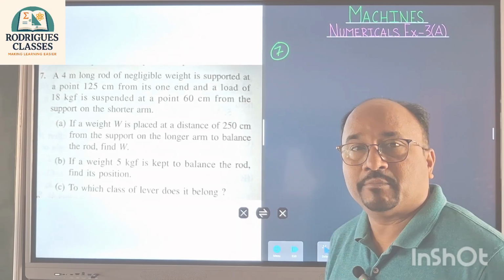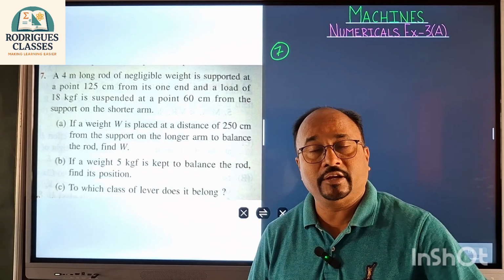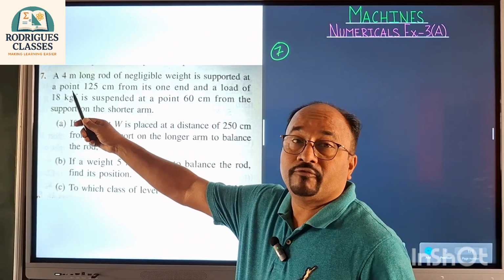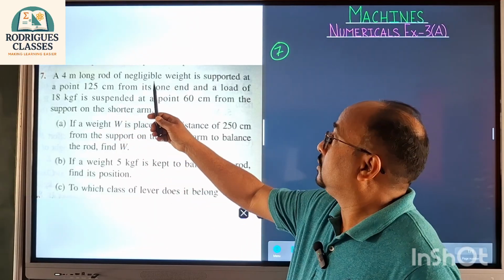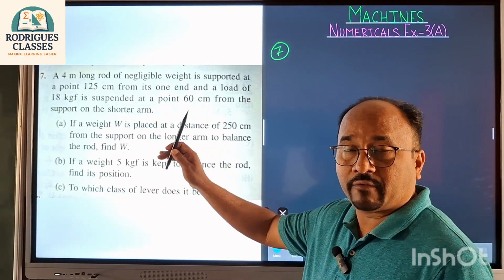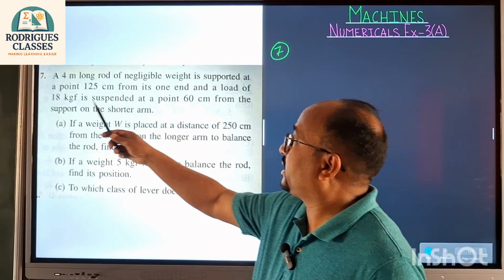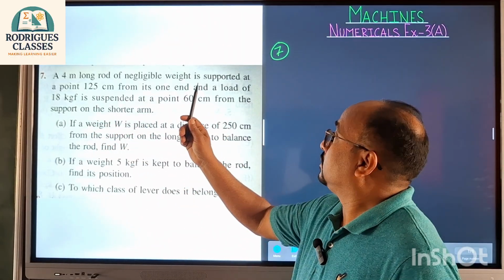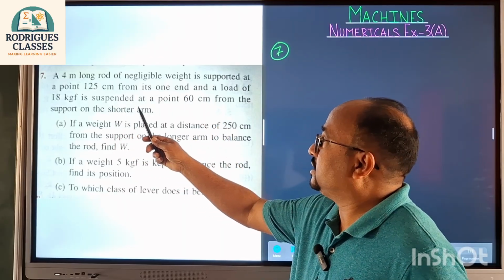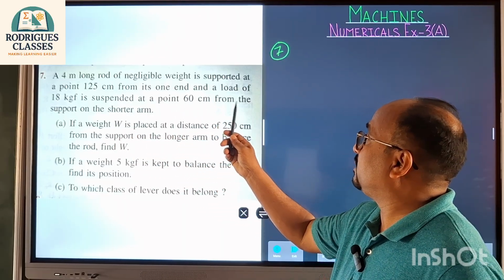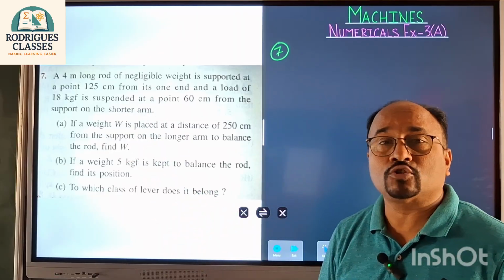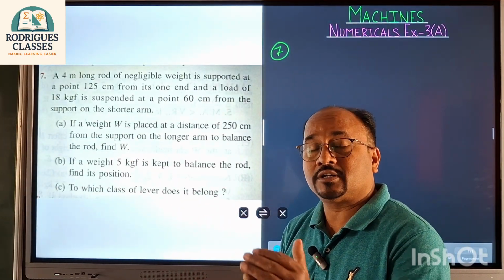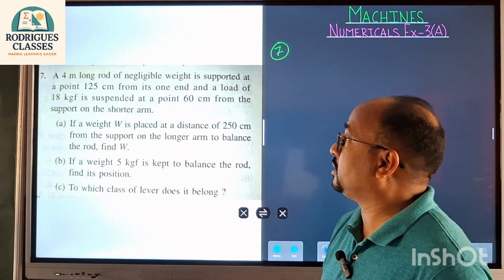Let us come to numerical number 7. I find this numerical a very good one to understand the concept of this topic. Let us see the numerical. A 4-meter long rod of negligible weight, so we don't have to consider the weight of this rod, is supported at a point 125 centimeter from its one end. And a load of 18 kgf is suspended at a point 60 centimeter from the support on the shorter arm. The 60 centimeter, wherever you are supporting from, from there toward the shorter arm at a distance of 60 centimeter.